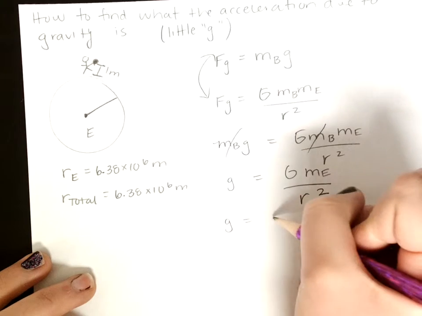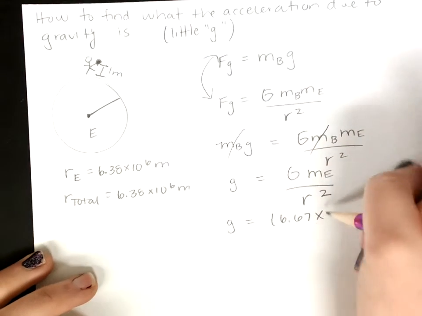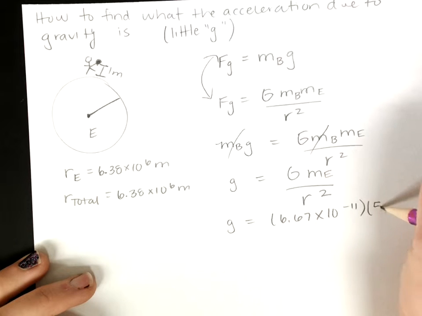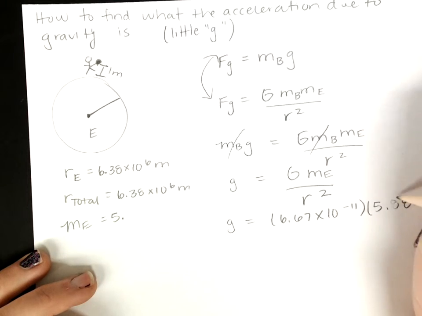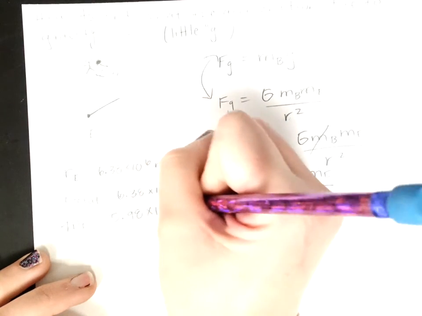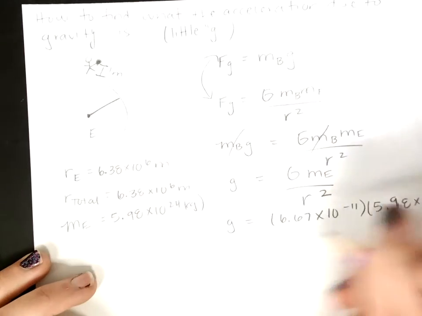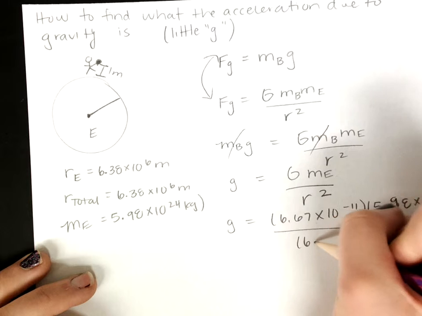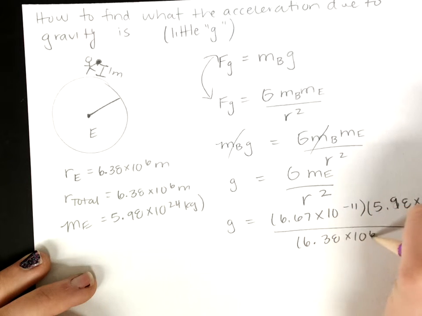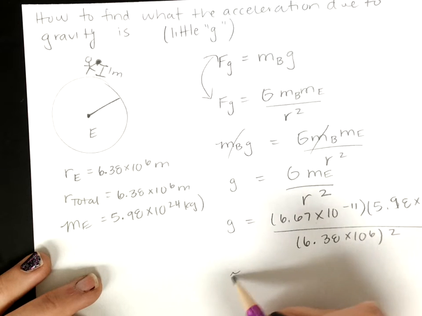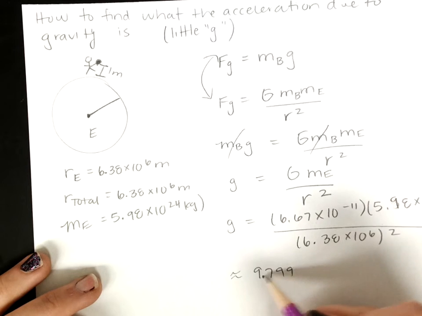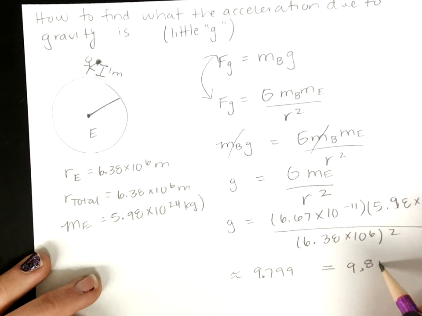Okay, so when we plug in our numbers, we get 6.67 times 10 to the negative 11 times 5.98 times 10 to the 24 kilograms. You will be given the mass of Earth. Divided by our r squared, which is 6.38 times 10 to the 6, squared. When you plug this into your calculator, and make sure you actually go ahead and do it, you get 9.799, which we round to 9.8 meters per second squared.